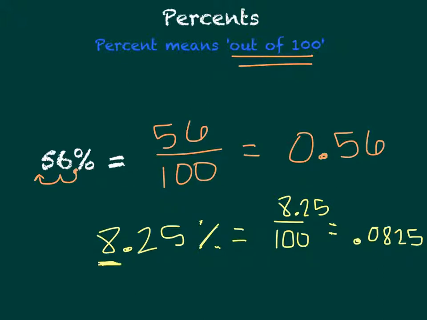Or you could do our little shortcut way. I move it over 2 places. And then always remember to fill in your blank spaces with a 0 if you move it over and there's not a number there. There you go.